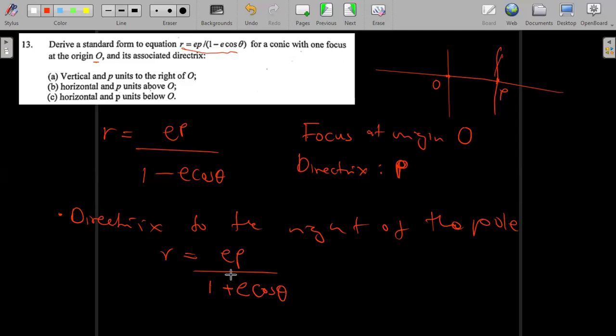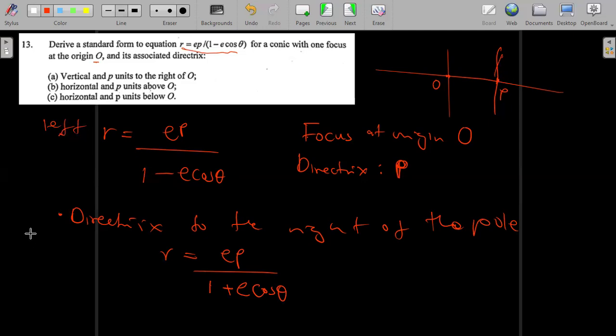Then I know from there you would have guessed it right that the standard one, the one which they gave us in the question, where you have ep over 1 minus e cos theta, is going to be to the left of the pole. So this one is going to be to the left of the pole.